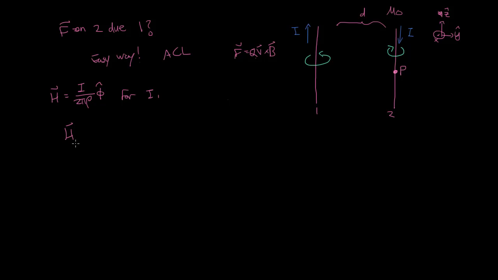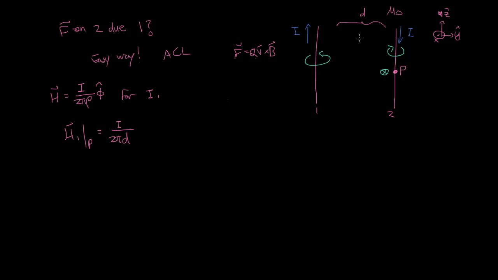So this is the field due to current 1 at location P. It's going to be what? It's going to be I over 2 pi. What's the distance? The distance is d. And if we were to convert this to Cartesian coordinates, what direction would the field be going? So if you have your thumb pointed here, the field is going in this direction, and when you're right here, the field is actually going to be going into the screen, right? Which is the negative x direction.